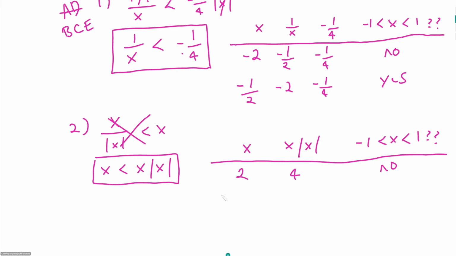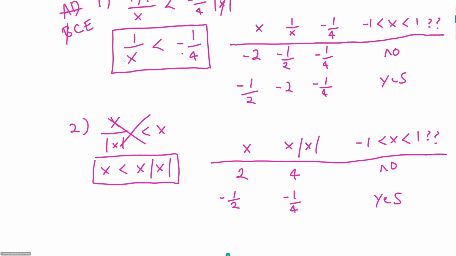So what about negative 1/2? Because that is also within our range and would give me a yes. Negative 1/2 times positive 1/2 is negative 1/4, and negative 1/4 is greater than negative 1/2. So this is good, and now I have a yes. So that is good to prove my second statement insufficient.